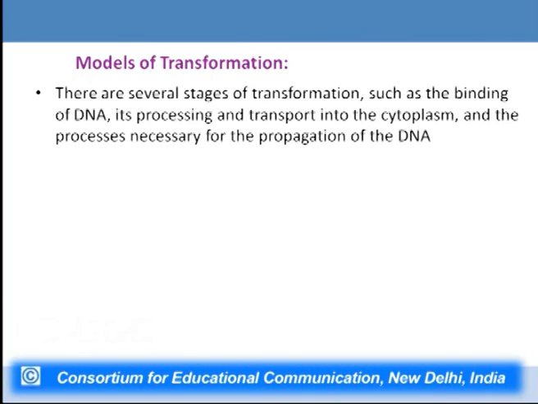Now there are several stages of transformation, such as binding of DNA, its processing and transport into the cytoplasm, and the processes necessary for the propagation of the DNA. So these are the steps. That is, first DNA will bind to the organism, it will be taken up into the organism, and then after processing by certain enzymes, this DNA will get integrated into the host chromosome. There are two main DNA uptake routes which have been described, and these are basically Streptococcus, which is a gram-positive bacteria, and Haemophilus, which is a gram-negative bacteria. These are the two mechanisms of transformation. In this way transformation can occur.